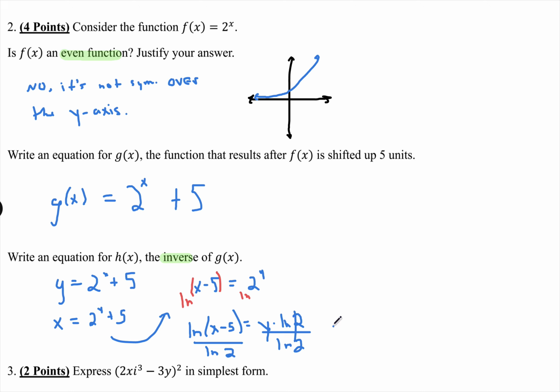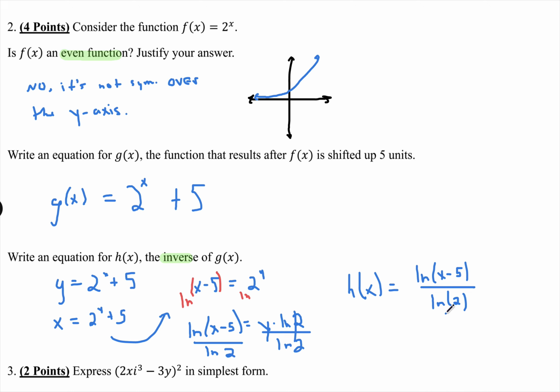And what is my answer? I'm going to say y equals, but really y equals turns into h of x. So h of x equals the ln of x minus 5 all over the ln of 2.